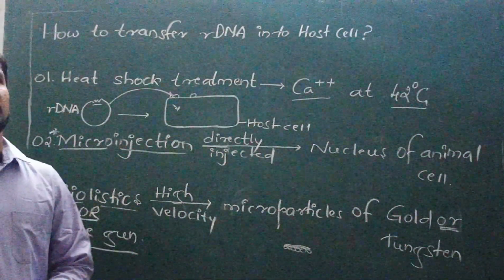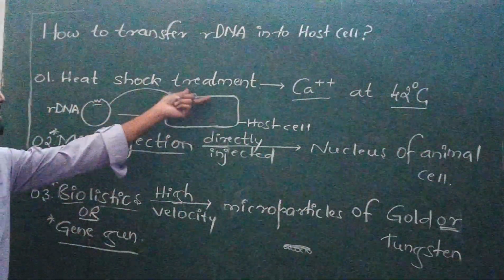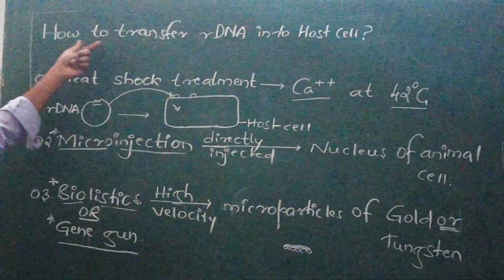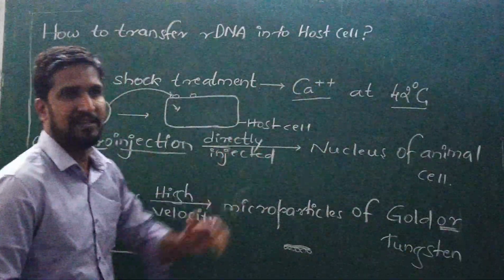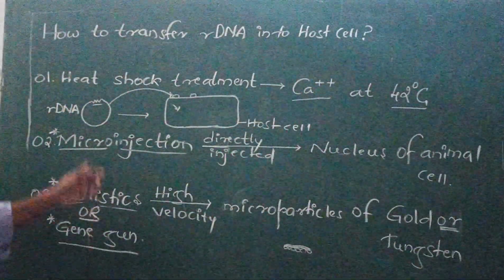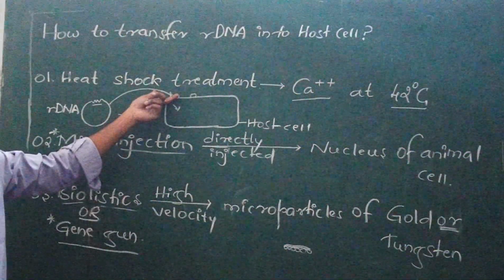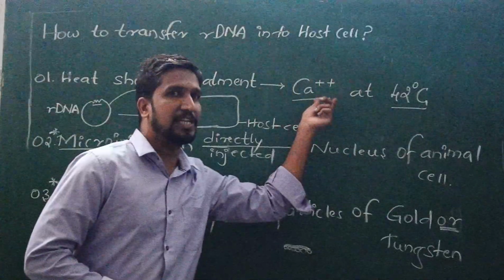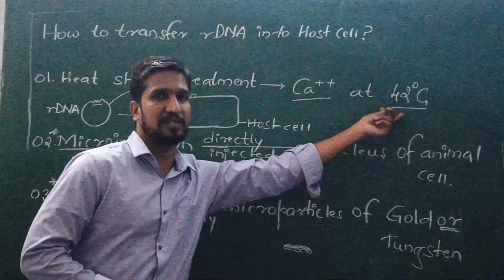In yesterday's clip, you studied one method, heat shock treatment, and how to transfer rDNA into the host cell. Right? So, heat shock treatment you have studied. It can be carried out using a calcium divalent or bivalent ion at 42 degrees Celsius.